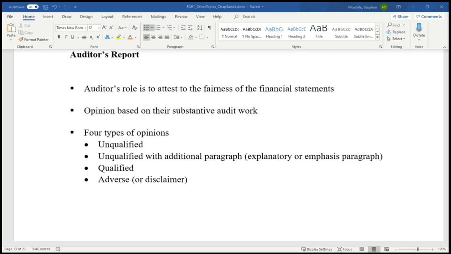There are 4 types of opinions possible: unqualified with an additional paragraph that's either explanatory or an emphasis paragraph, a qualified opinion, or an adverse opinion. We're going to introduce each of these now, and keep in mind that you'll have an auditing course where you'll learn both how to do these reports. You'll also learn how to conduct the substantive work to support your opinion.